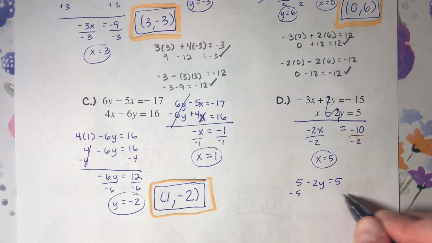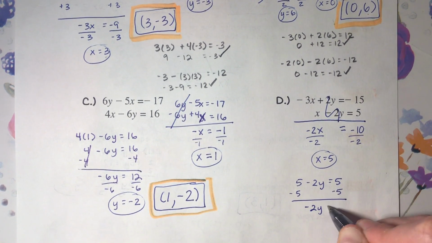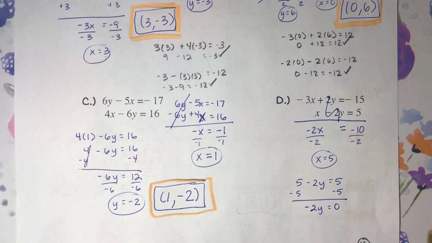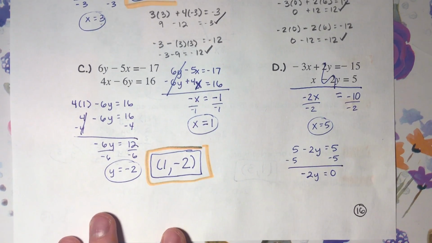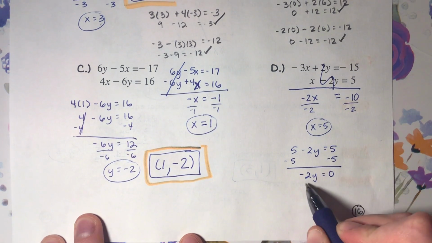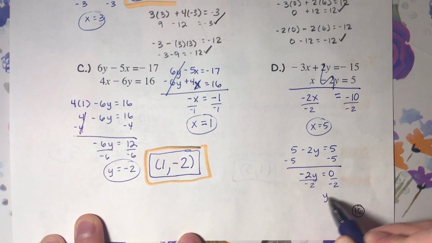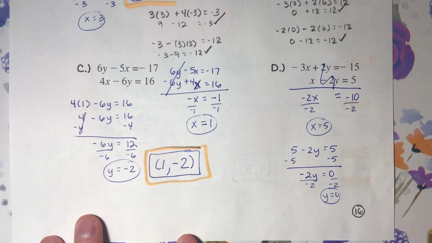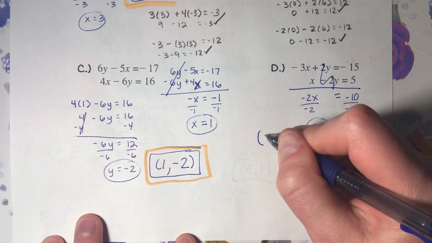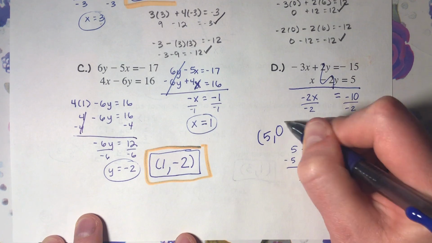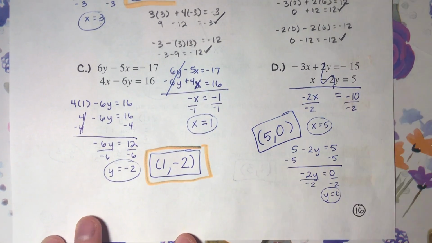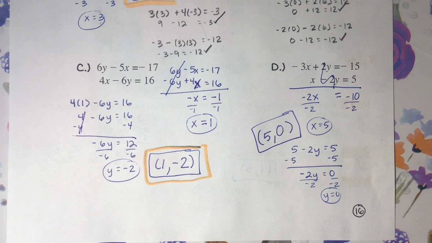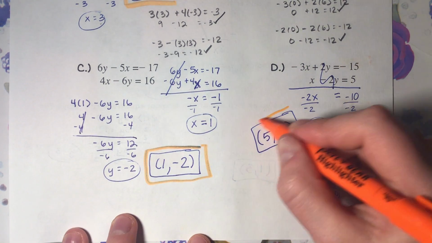I'm going to subtract 5 from both sides, and that gets me negative 2y is equal to 0. That's okay. Don't let something equal 0 throw you off. I've noticed that's been happening to some people. Divide by negative 2 on both sides, and I get y is equal to 0. So my ordered pair, or my point, or my coordinate, needs to be written in parentheses with a comma in between them. So it's going to be parentheses 5, 0. And that is my solution to part D in this example.